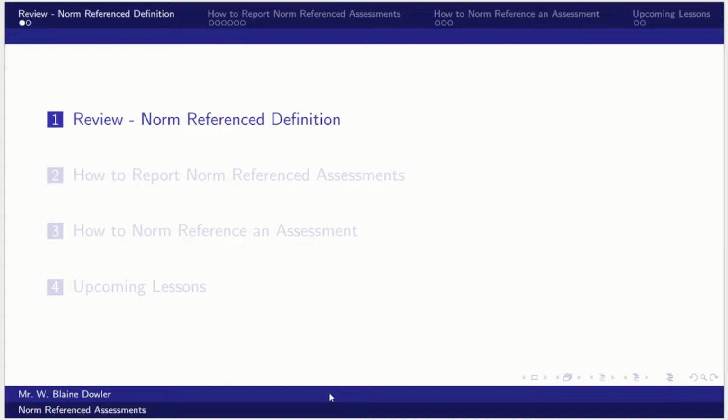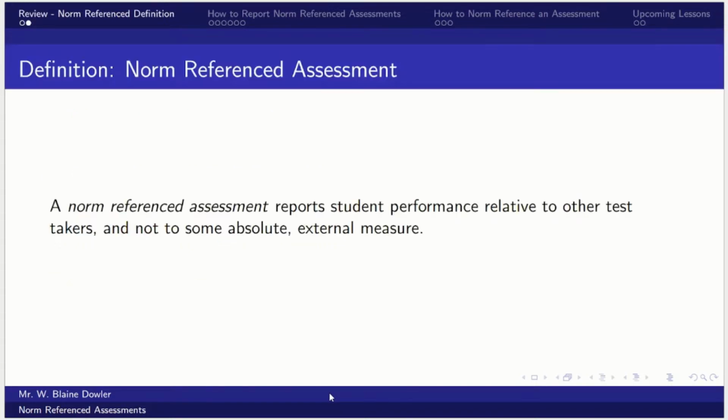So starting with our definition, a norm-referenced assessment reports student performance relative to other test takers, and not to some absolute external measure. Now, those test takers in some cases are a sample group that took the test prior to the current students. Sometimes it is the students themselves that are doing it right now.